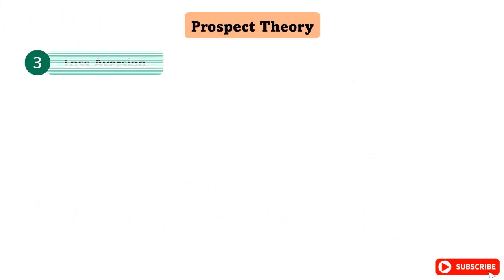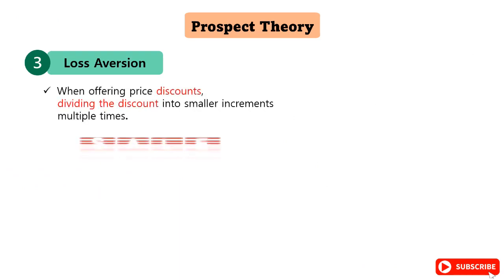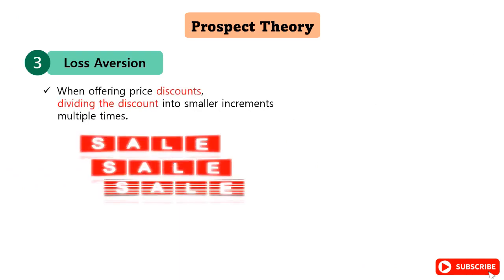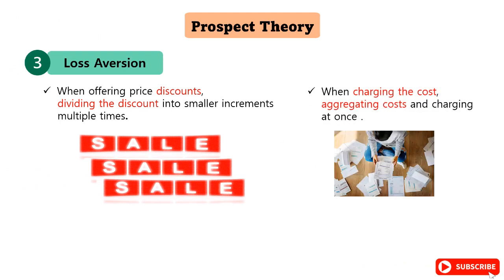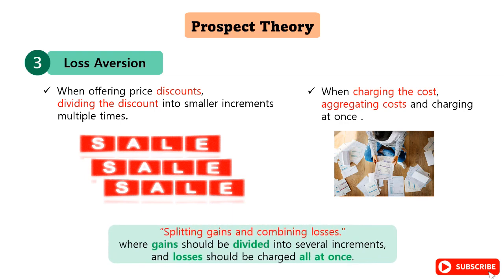Therefore, consumers tend to avoid losses whenever possible. There are many cases where loss aversion is utilized in marketing. When offering price discounts, dividing the discount into smaller increments multiple times, and when charging the cost, aggregating costs and charging at once, can elicit a more positive response from consumers. In marketing theory, this aligns with the concept of splitting gains and combining losses, where gains should be divided into several increments and losses should be charged all at once.